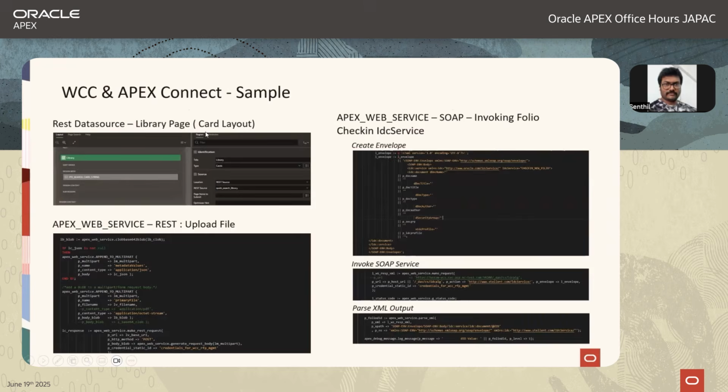Quickly a sample: for the REST data source, we have this library page which has a card layout. I'll go through these pages individually now, but just a quick summary. For the Apex web service REST service, we use upload file for uploading the document, so we have a multi-part file which we uploaded. And for the IDC service, which is a SOAP service, there are different ways we are connecting to the WCC. We are using REST service, SOAP, browser sessions, and the catalog. All these things are part of this application.